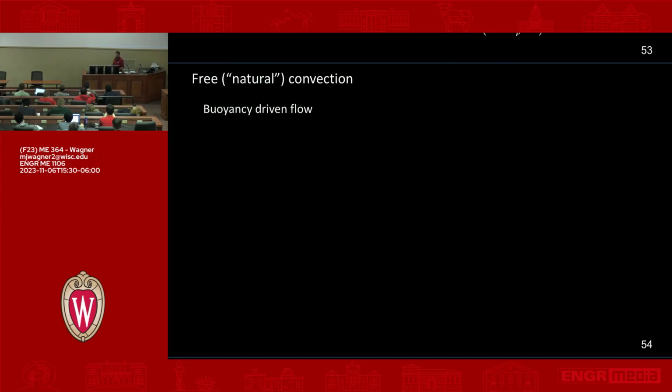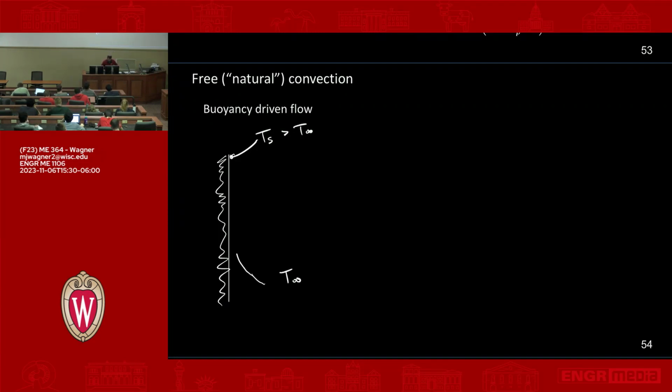Let me sketch what maybe this looks like. So let's say we have some wall over here, and this wall has a surface temperature. This is Ts, and then out here we have some T infinity, and let's say Ts is greater than T infinity. And it's greater to the degree that it's enough to induce these natural convection currents. So what happens is you get this flow that comes in next to the wall, rises up, and you get a velocity gradient that forms like this.